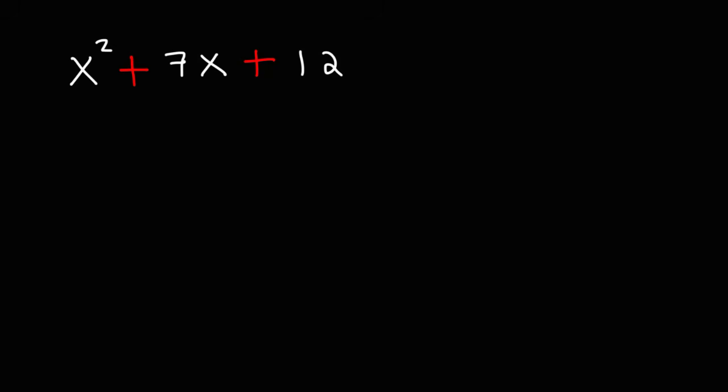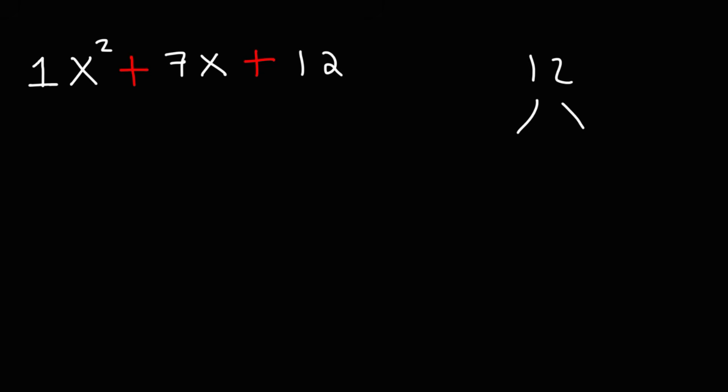In this video, we're going to talk about how to factor trinomials. In this example, we have a trinomial where the leading coefficient is 1. In order to factor it, you need to find two numbers that multiply to the constant term 12, but add to the middle coefficient 7. So what are those two numbers?